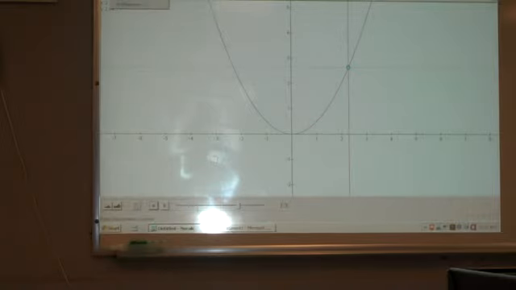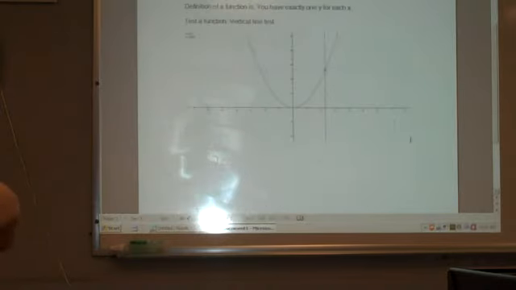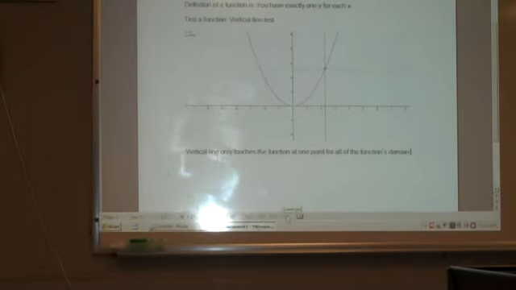Eli, the vertical line only touches the function at one point for all of the function's domain. What does that mean? As long as it goes from left to right. Domain is all x's, so as far as it goes from left to right, you can only imagine the vertical line touching at one point.